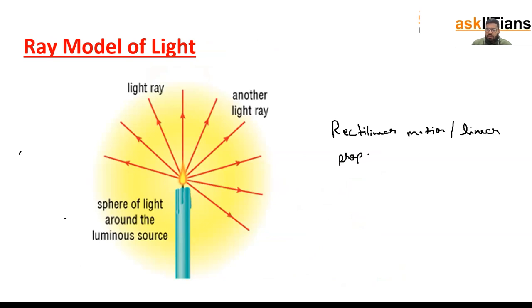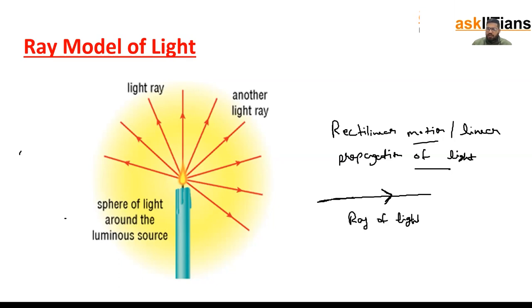Rectilinear or linear propagation of light means light travels in a straight line path. The thing you need to show the path of light is known as a ray of light. A ray of light is a straight line you show with an arrow. The straight line shows the path of light, which is linear propagation, and the arrow shows the direction. This is the way to represent light, which is known as a ray of light, or you can simply say light ray.